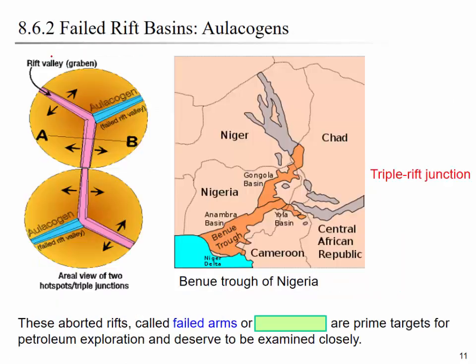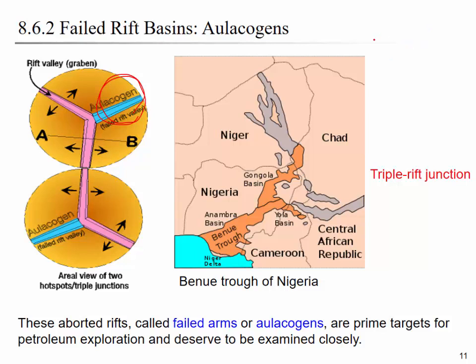And also, the second type of divergent plate related basin is the failed rift basin. And this is when you have a major junction meeting three plates, then the major fault axes may be one axis, but then you have a secondary ridge developed. So there are abortive rifts called the failed arms. So this is a secondary arm developed during the divergent plate tectonism.